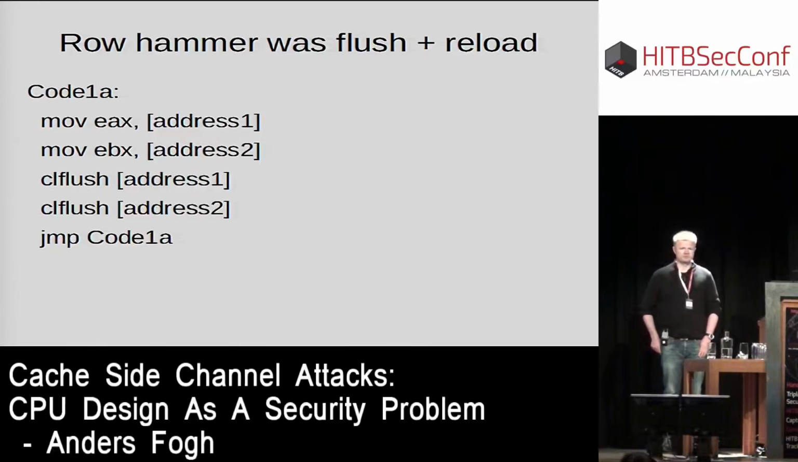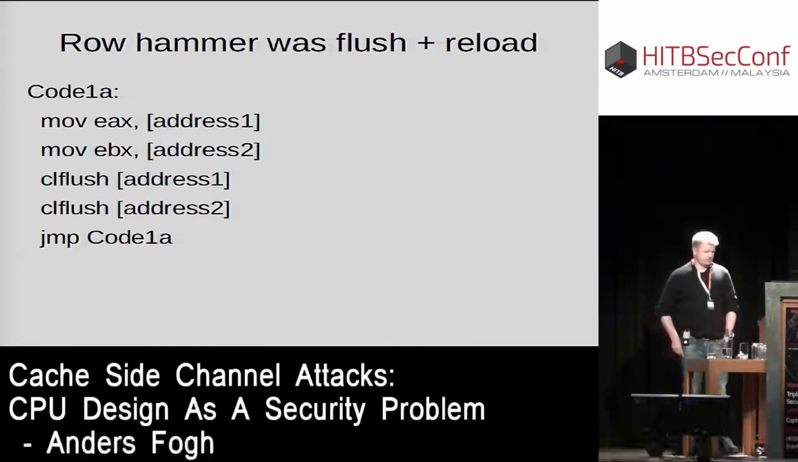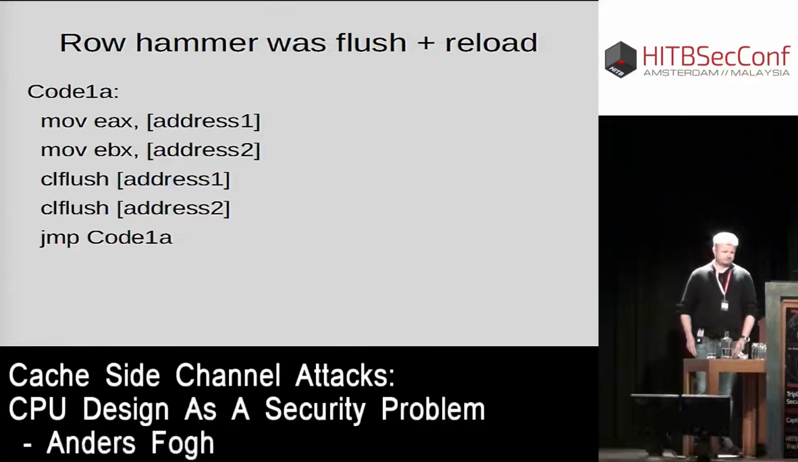Rowhammer was flush and reload. It's no coincidence that my rowhammer detection detected my flush and reload attack. For those of you interested in rowhammer, the rowhammer JS that I was trying to detect replaced the CLFLUSH instructions here, which are not available in JavaScript, with evict routines that work just by accessing memory in a pattern, which of course is possible in JavaScript.